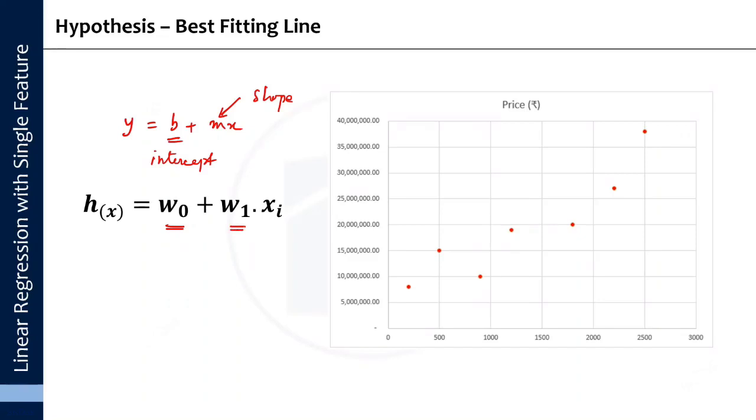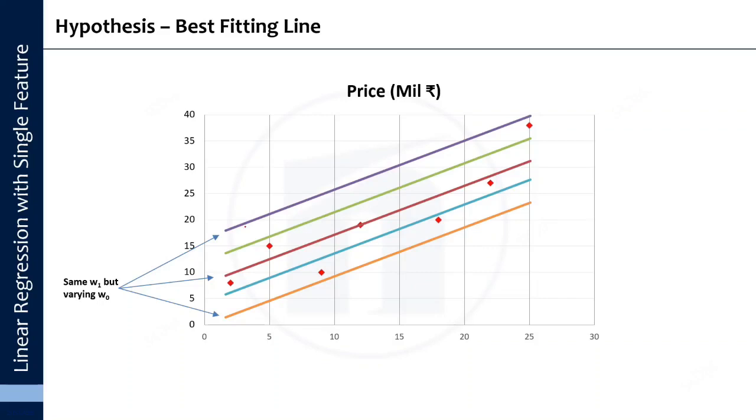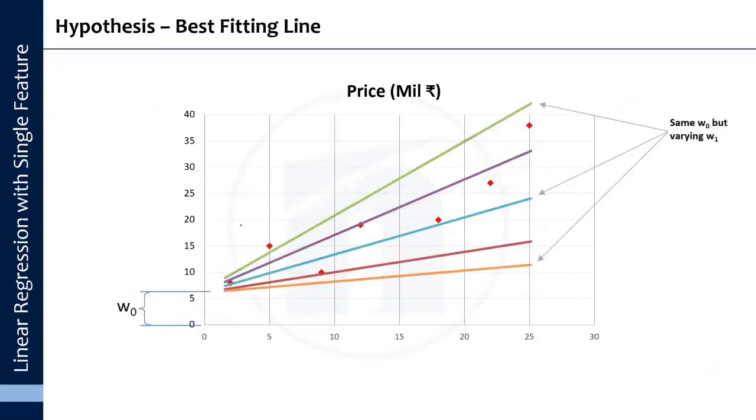Now to find the best fitting line, we can have various straight lines. Let's see. In this picture, the straight lines are drawn with the same w1, that means the same slope but different intercepts w0. So there can be possibilities of various lines like this. Or there is another possibility, the same w0, that is the same intercept, with various w1 or various slopes. So actually we will have a combination of both multiple w0s and multiple w1s, and from there we'll find the best fitting line.